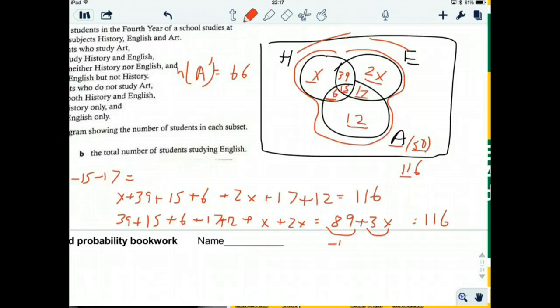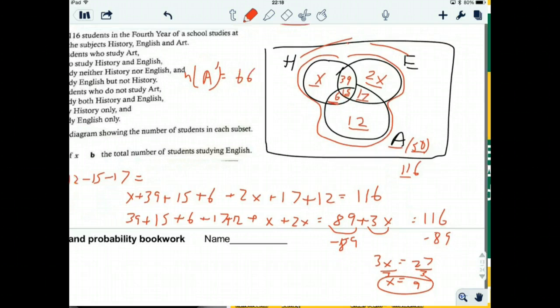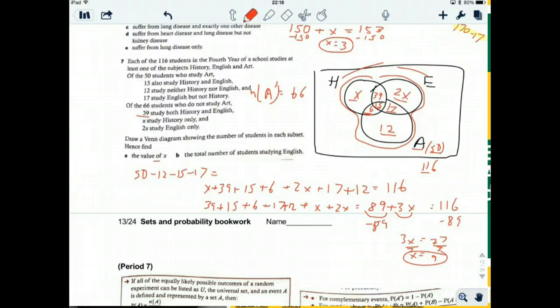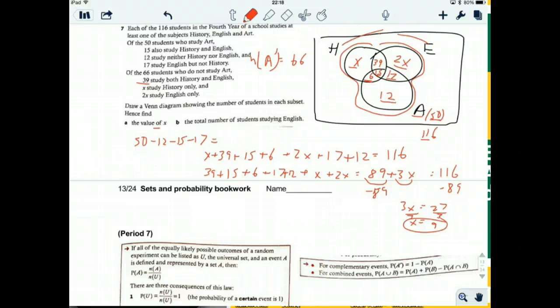So now let's solve for x. We'll subtract 89 from both sides, and then we'll get 3x equals 27. So x is equal to, divide both sides by 3, x is equal to 9. And that's the value of x, which they asked for. And then the total number of students studying English would be 39 plus 15 plus 17 plus 2x, which is 71 plus 2 times 9, which is 18, is 89.